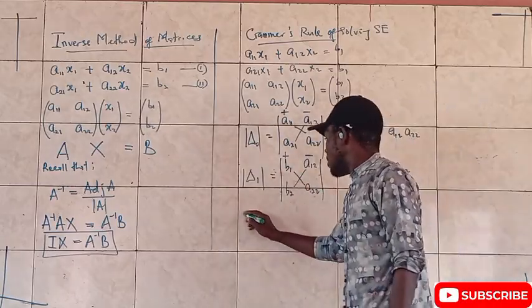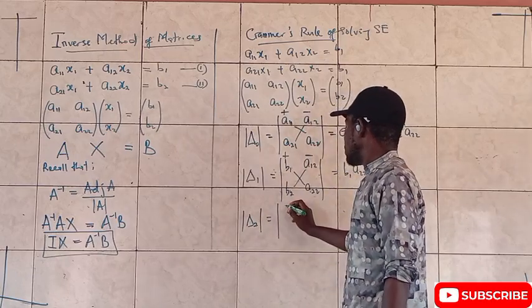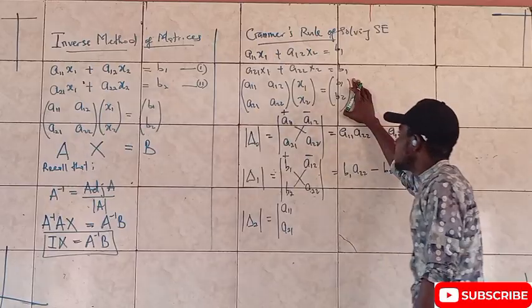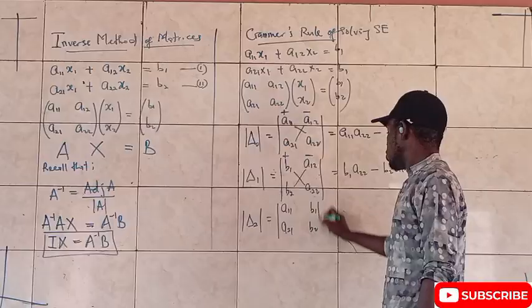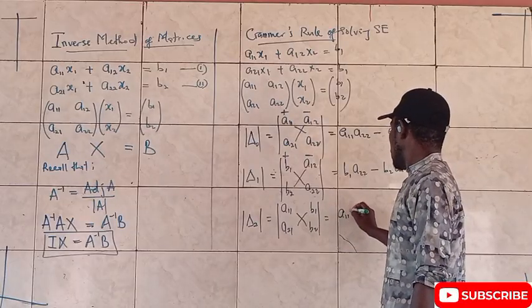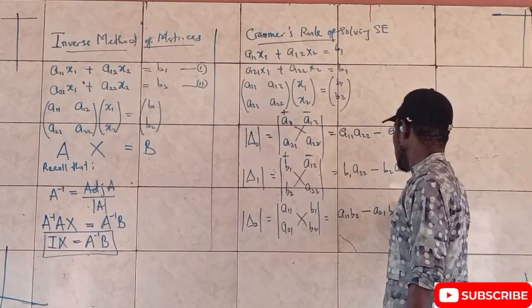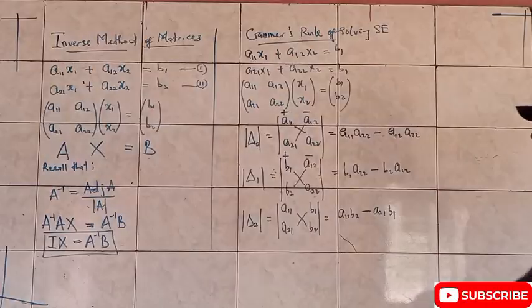Then followed by my second determinant, what will I do? I will replace my first column A11, then A21, then I will bring my constants to the second column, so I will have B1, then B2. Then it becomes what? Cross multiply. Then I have A11, B2, then A21, B1, eventually, and that becomes my determinant.